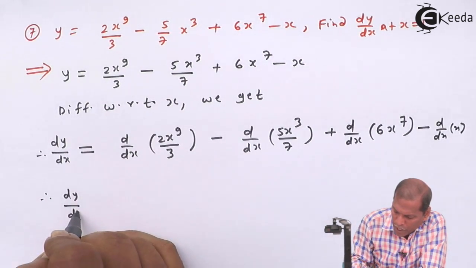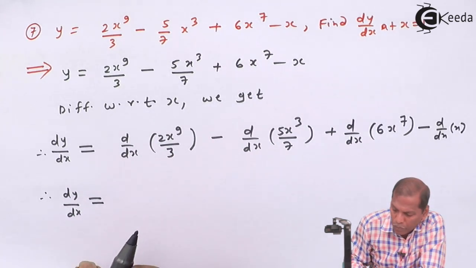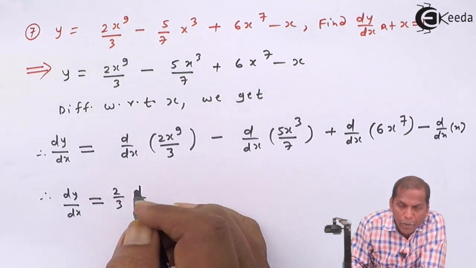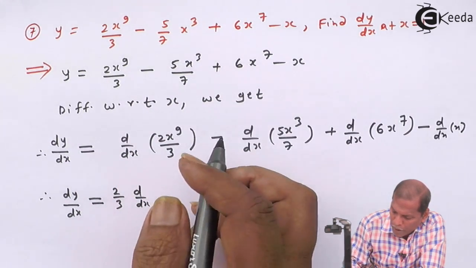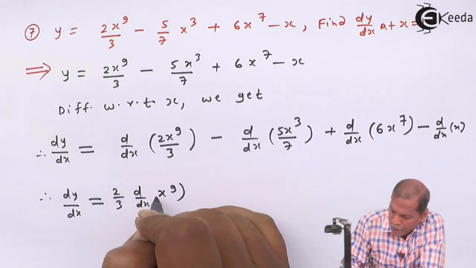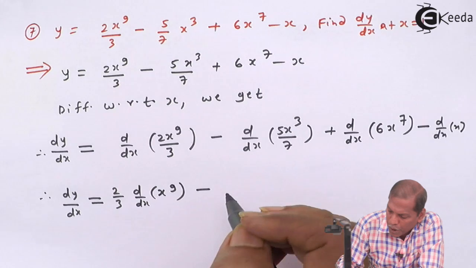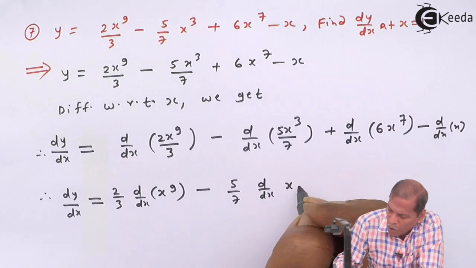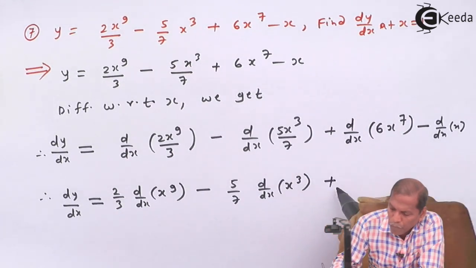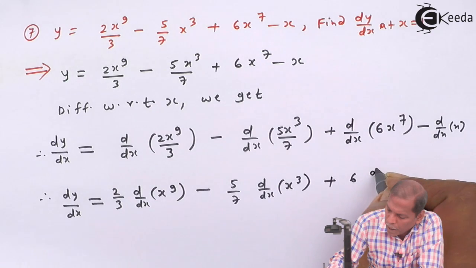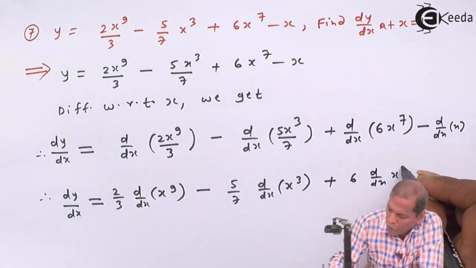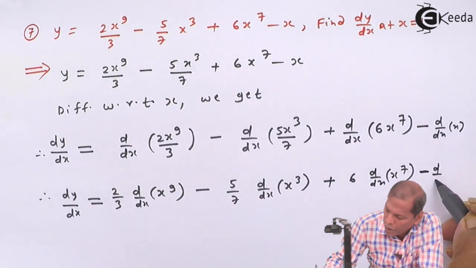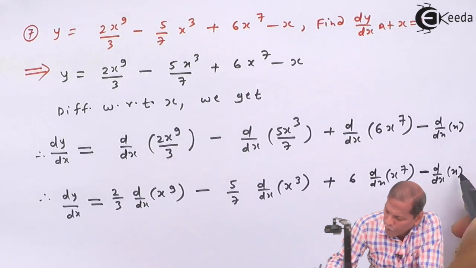Therefore, dy/dx is equal to, here 2/3 is a constant term, so we take it outside the derivative sign. So we get 2/3 into d/dx of x^9 minus 5/7 into derivative of x^3 plus 6 times derivative of x^7 and minus d/dx of x.